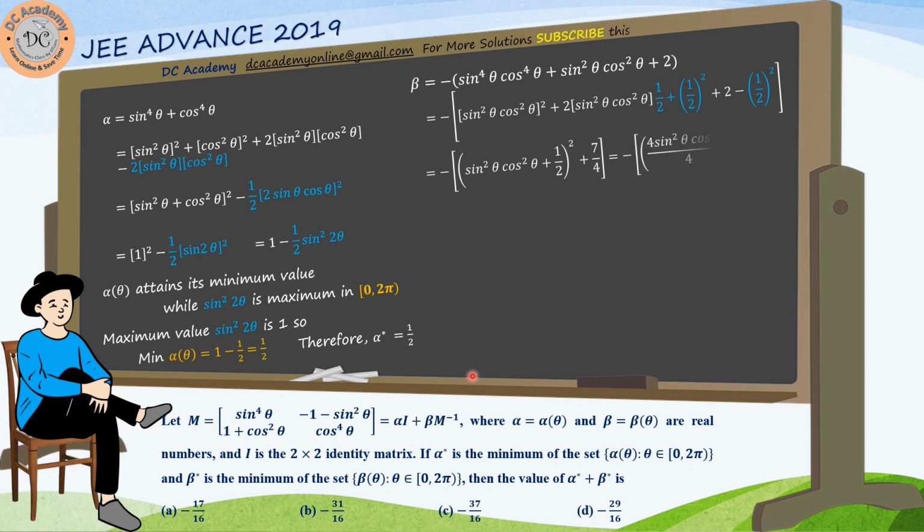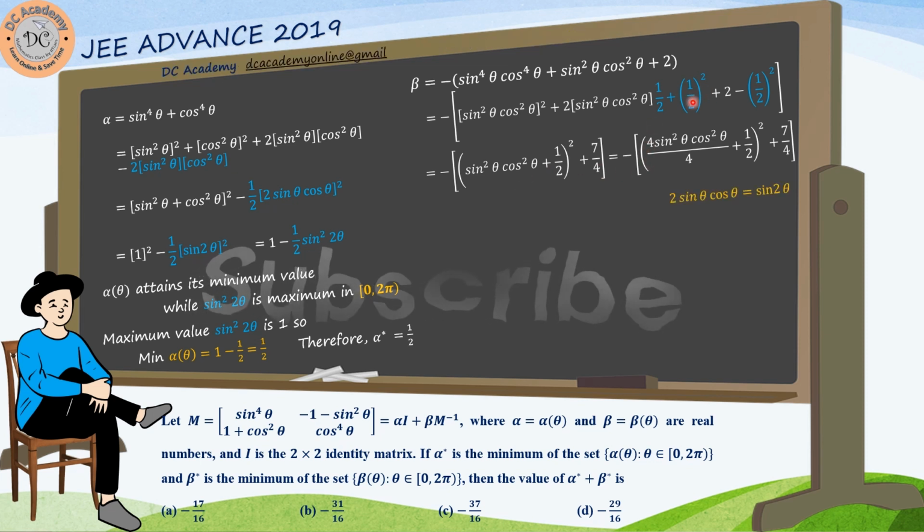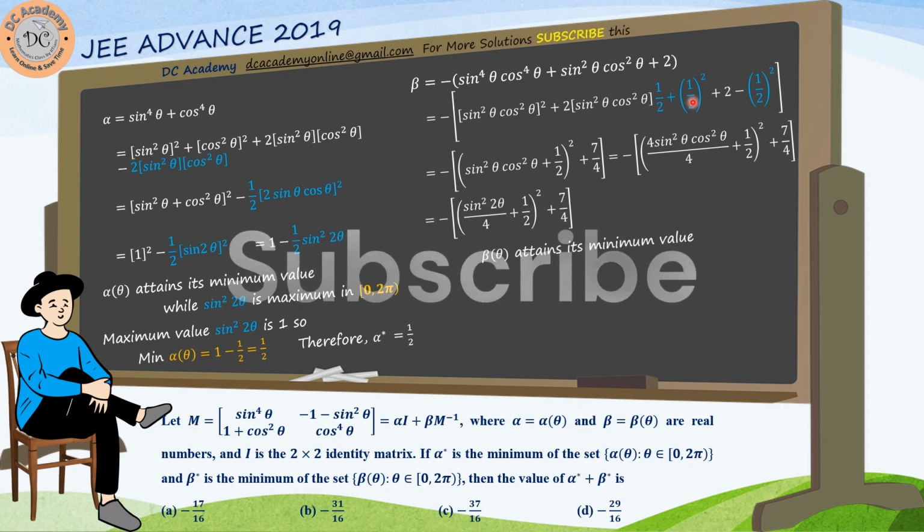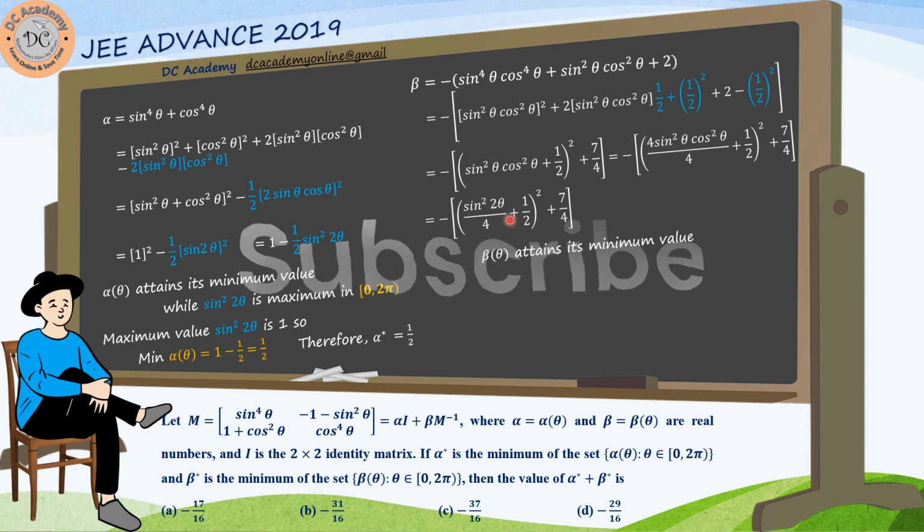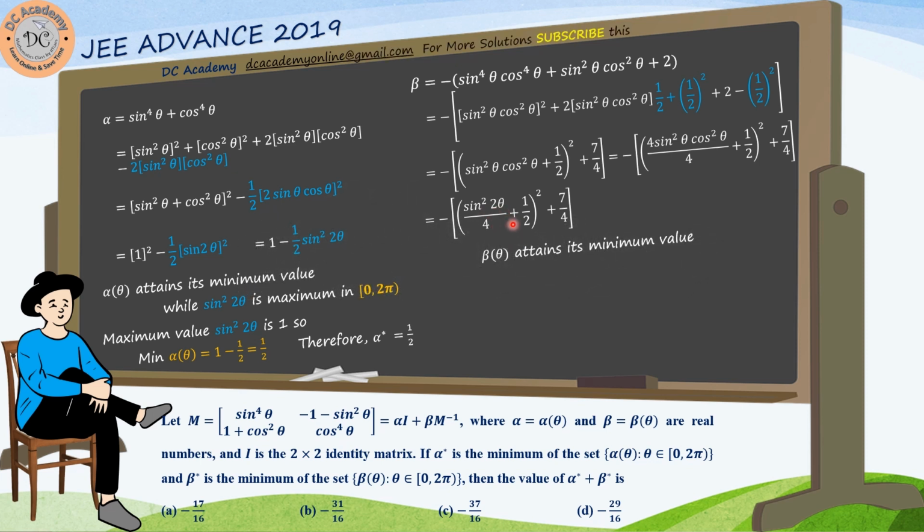Now we already know sin square theta cos square theta, so we multiplied by 4 in the denominator and numerator, and we know that sin 2 theta is 2 sin theta cos theta. So if I use that, we rewrite beta theta in the form of (sin square 2 theta by 4 plus 1 by 2) whole square and 7 by 4. Also notice that this beta theta will attain its minimum value when sin square 2 theta attains its maximum value. Why so? Because it is a minus sign, so forget about it. Minus means that if we are talking about beta minimum, the value inside the bracket should be maximum. It is maximum when sin square 2 theta is maximum.